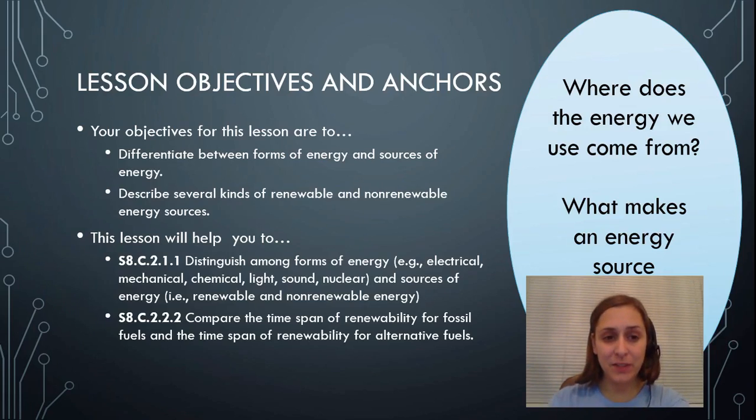Today your objectives are to differentiate between forms of energy and sources of energy, and to describe several kinds of renewable and non-renewable energy sources. This lesson will help you to distinguish among forms of energy, such as electrical, mechanical, chemical, light, sound, and nuclear, and sources of energy such as the renewable and non-renewable energy sources. We'll also help you compare the time span of renewability for fossil fuels and the time span of renewability for alternative fuels.